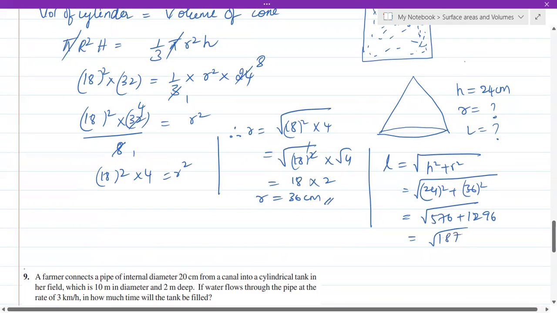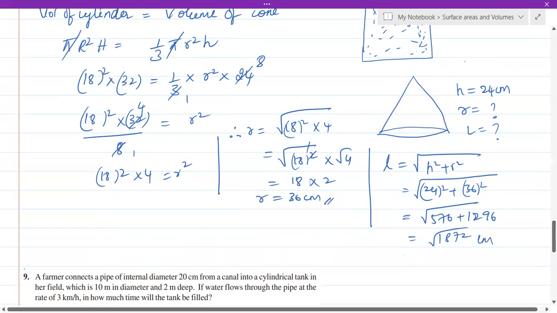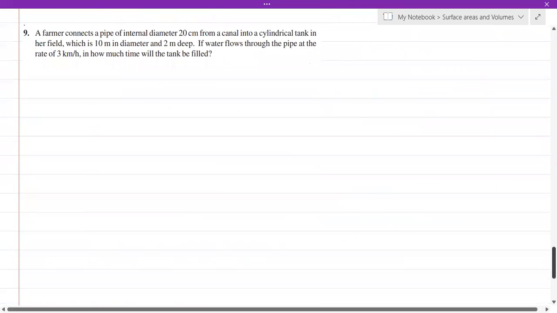Okay. Find the square root of 1872 using the prime factorization method. So you will get the answer. So let me find it with the help of a calculator. 1872 square root. So we get it around 43.268 something. Here you will get it in terms of roots. Or you can keep it as it is. So many centimeters. So let's get into the next question.